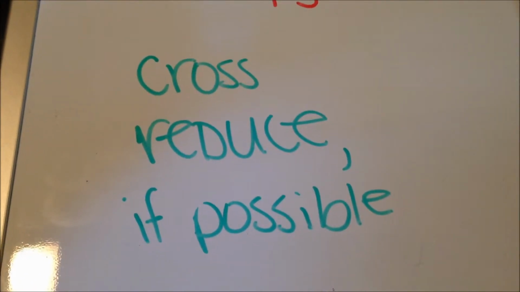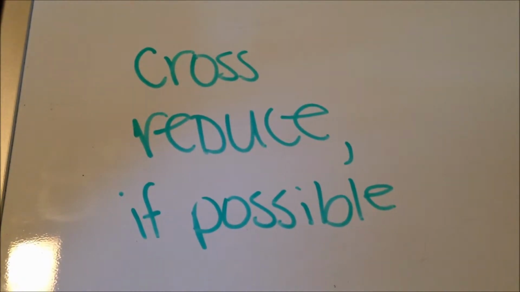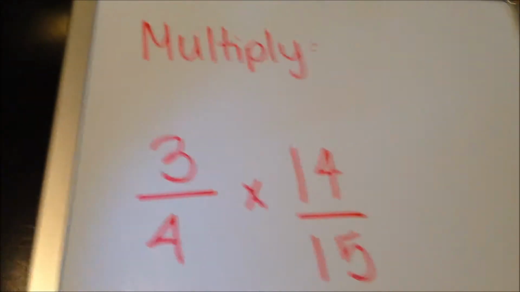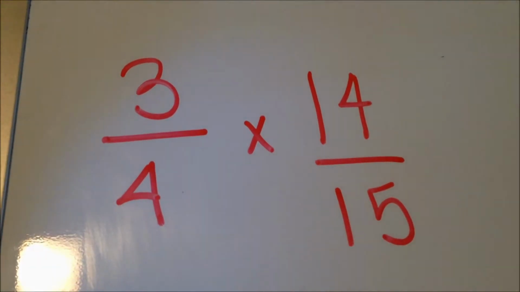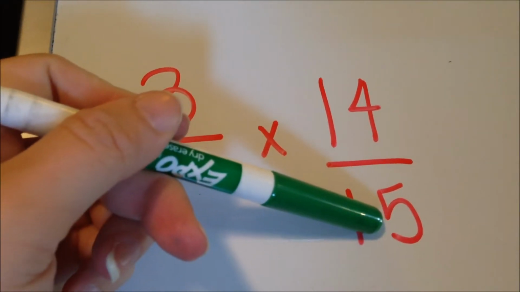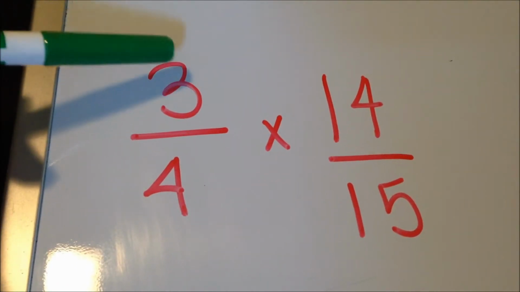You can only use this method with multiplication. You cannot use this method for addition, subtraction, or even division. So let's go back to the original problem. What you want to do is look at 3 and 15 or 3 and 4. Okay, let's start with 3 and 15.